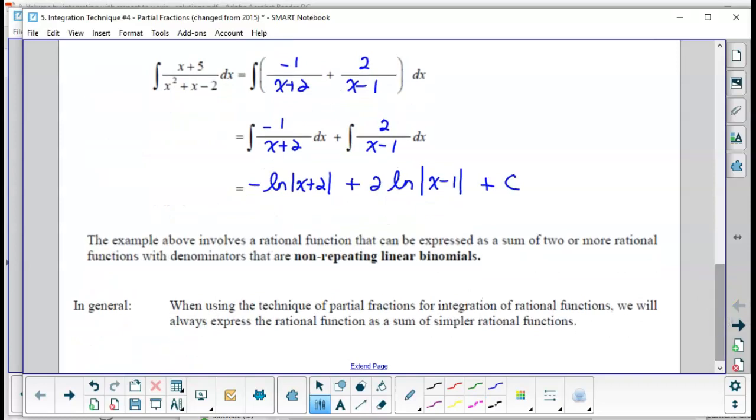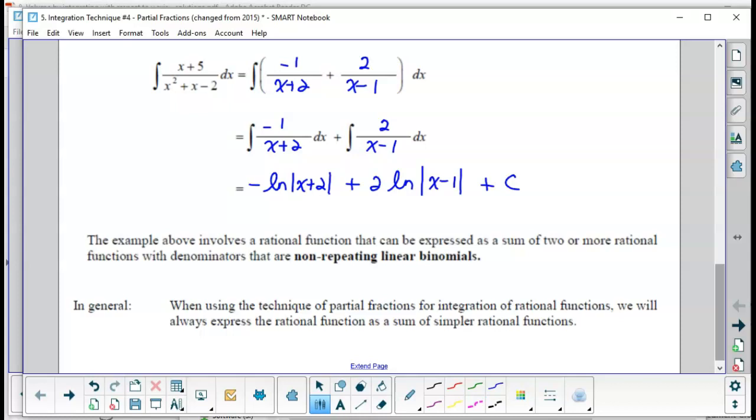So the example above involves a rational function that can be expressed as a sum of two or more rational functions with denominators that are non-repeating linear binomials. Binomials, two terms. Linear, degree 1. Okay, no squares, cubes, anything. Non-repeating, they were different functions, so they both weren't the same.